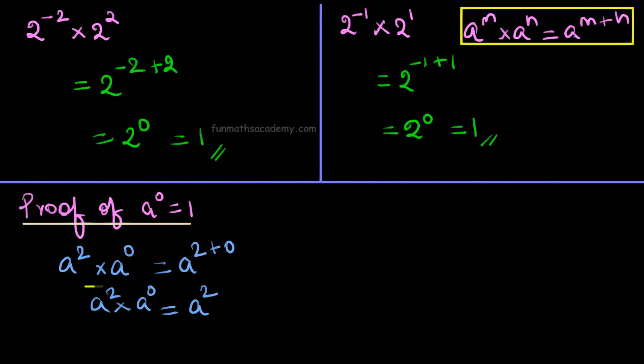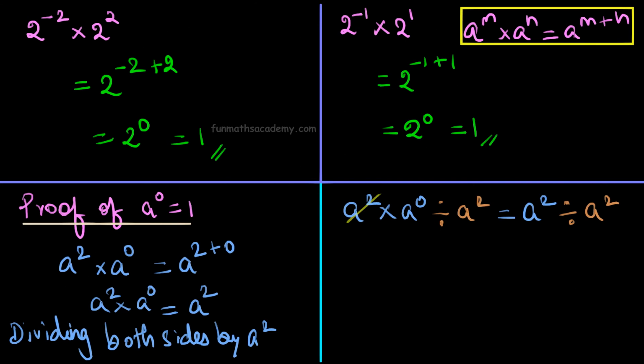So we have to remove a square from the left hand side. That cannot be removed from an equation as such. Any alteration we do, we have to do it for both the sides, or else the equation will not hold. So let us now divide by a square on both sides. Now a square and a square will get cancelled, leaving us with a power 0, which is equal to 1.